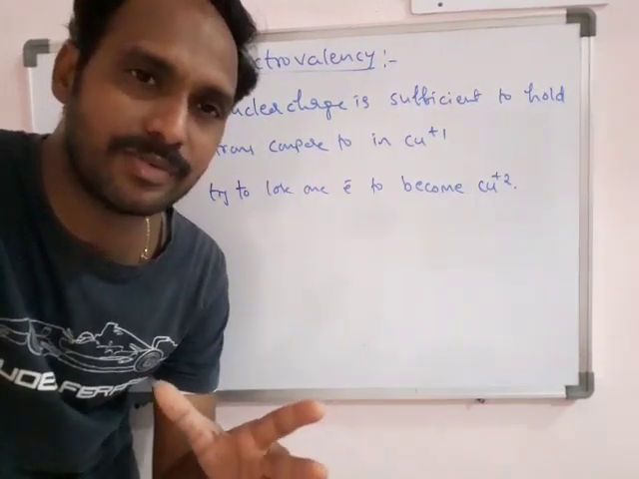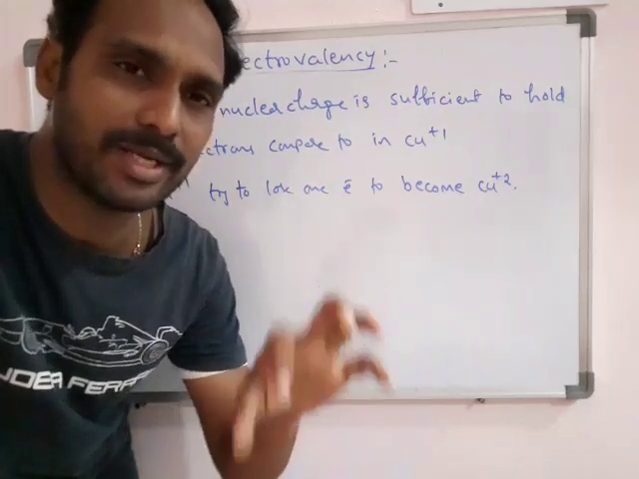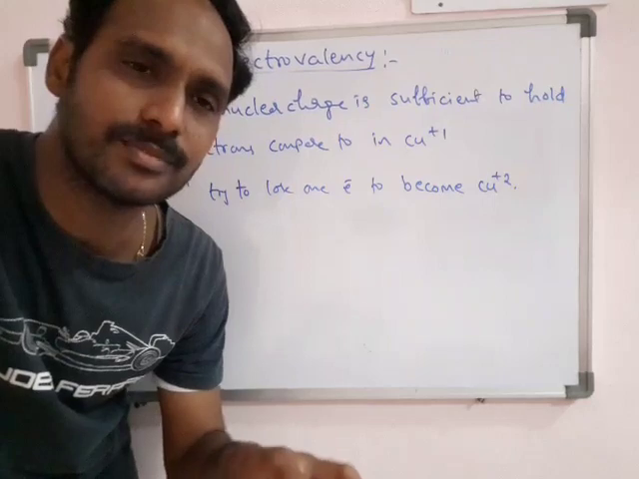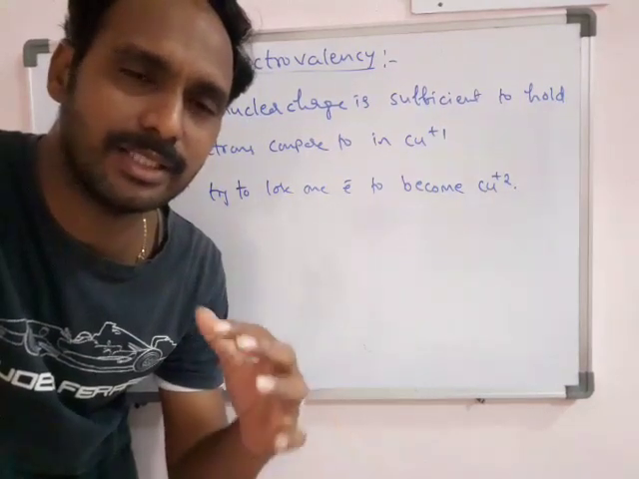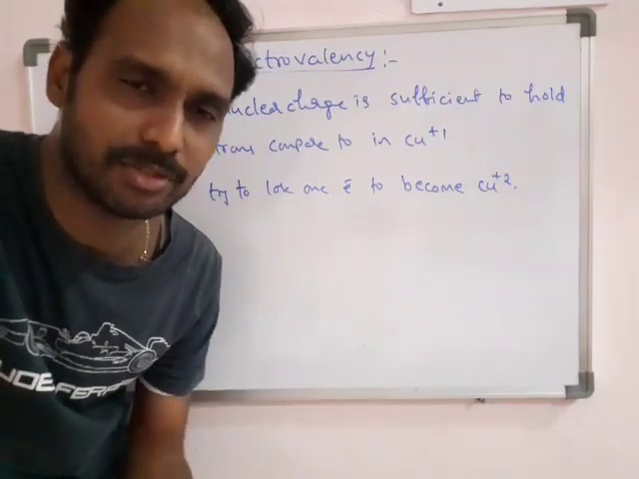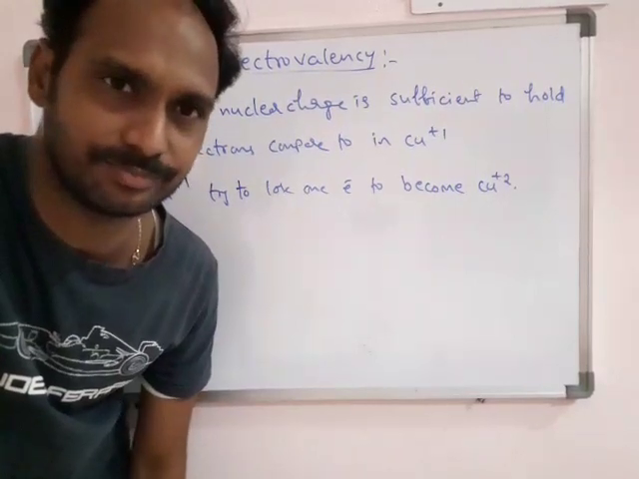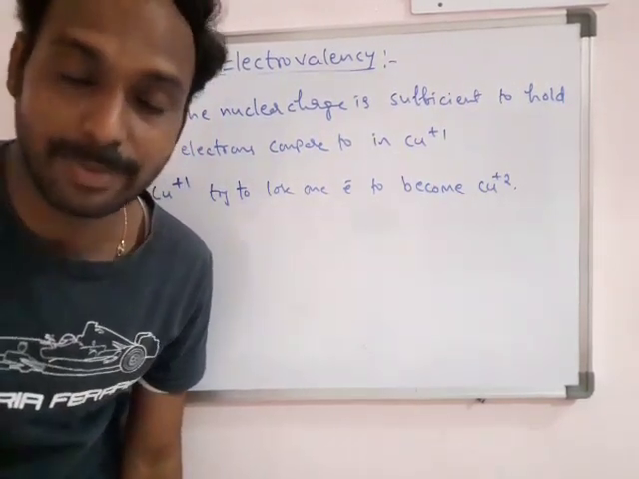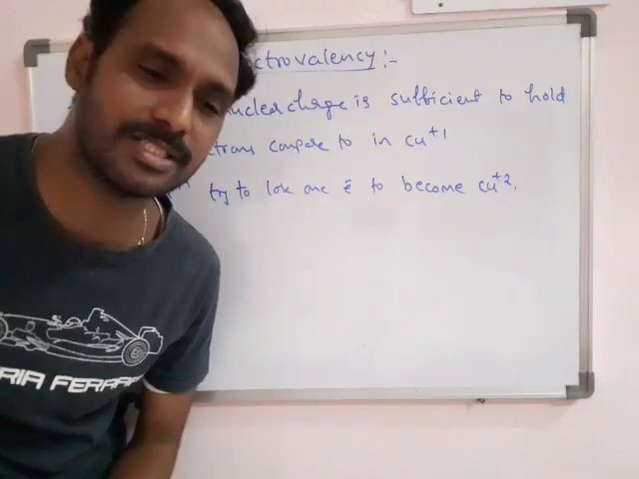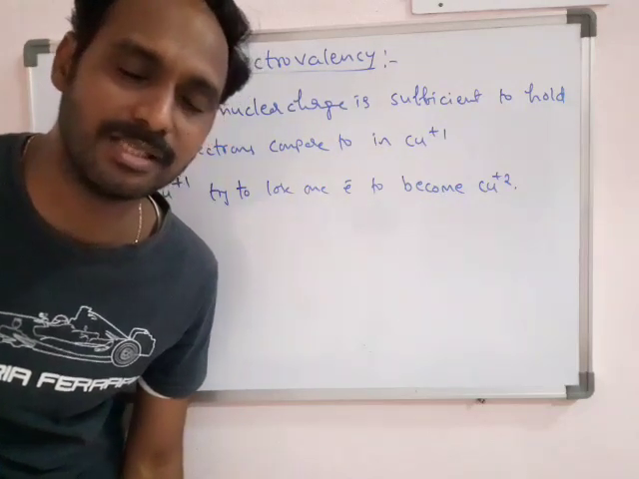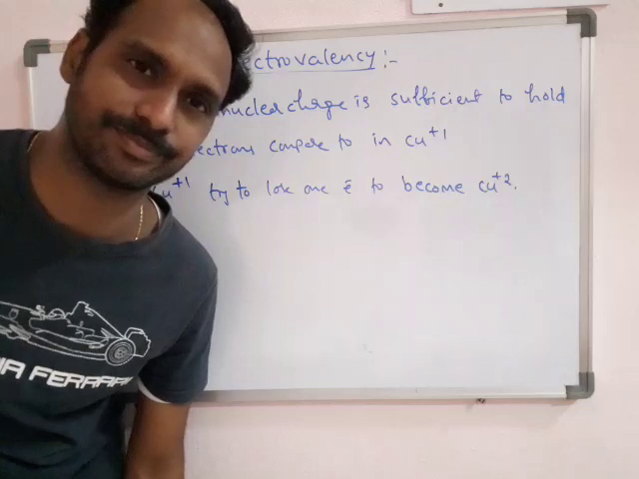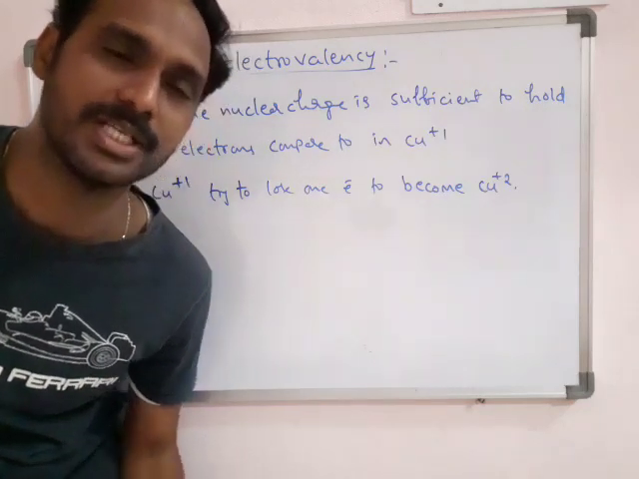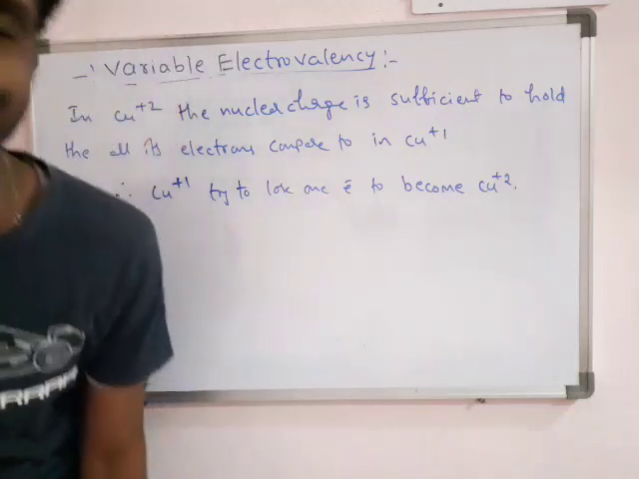So since inert gas configuration is not possible, whatever form is obtained may be stable or unstable. Based on that, if the form is unstable, it is ready to lose another electron to get the stable configuration. That's why they are showing different valencies. But this total explanation may not be 100% correct for all types of compounds. There are some exceptions.